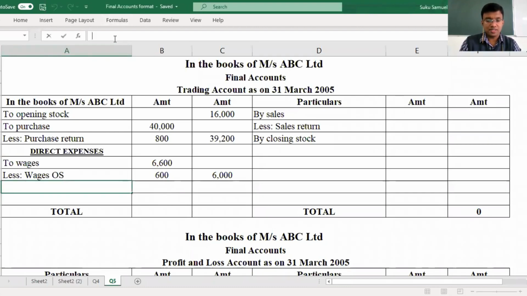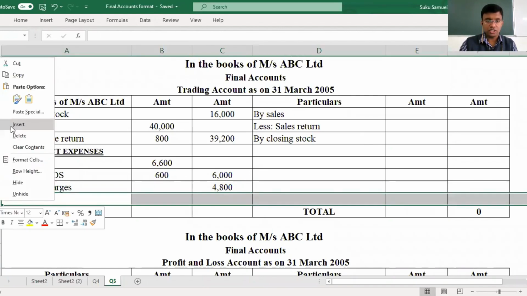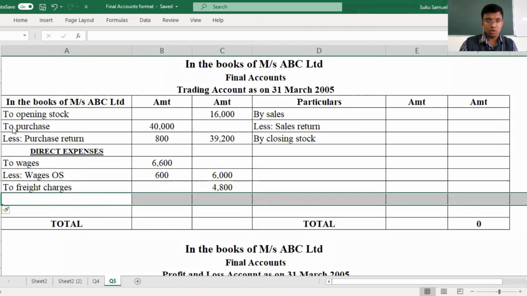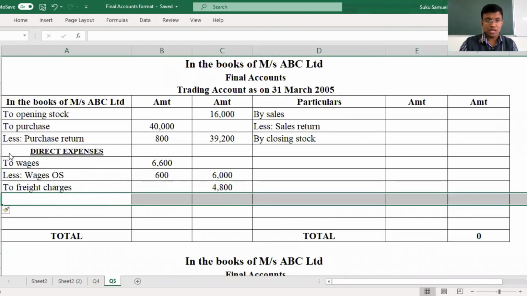Which are the other direct expenses that we have? The other direct expenses are freight charges. What is meant by freight charges? Freight charges refers to the transportation cost of the raw material. That also we have considered, and the amount works out to be 4,800.